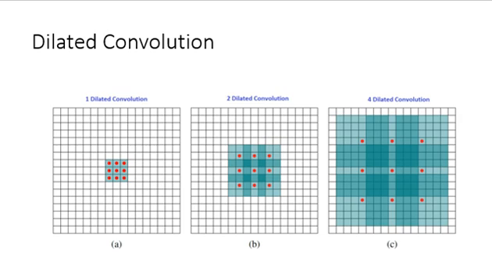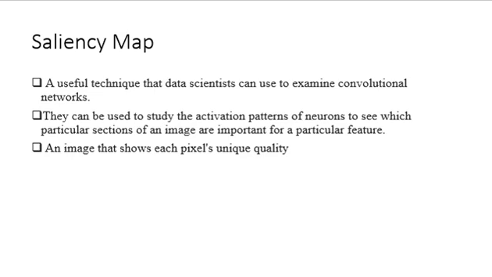The next idea in the advanced CNN is the saliency map. In computer vision, a saliency map is an image that shows each pixel's unique quality. The goal of a saliency map is to simplify and/or change the representation of an image into something that is more meaningful and easier to analyze. Saliency maps are a useful technique that data scientists can use to examine convolutional networks. They can be used to study the activation patterns of neurons to see which particular sections of an image are important for a particular feature.